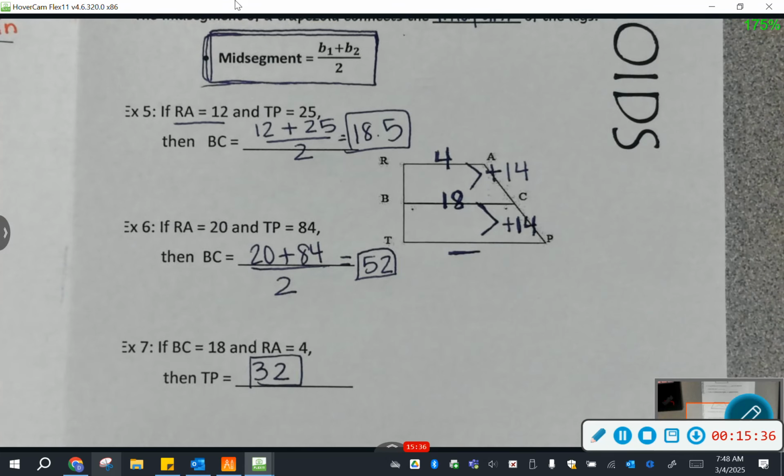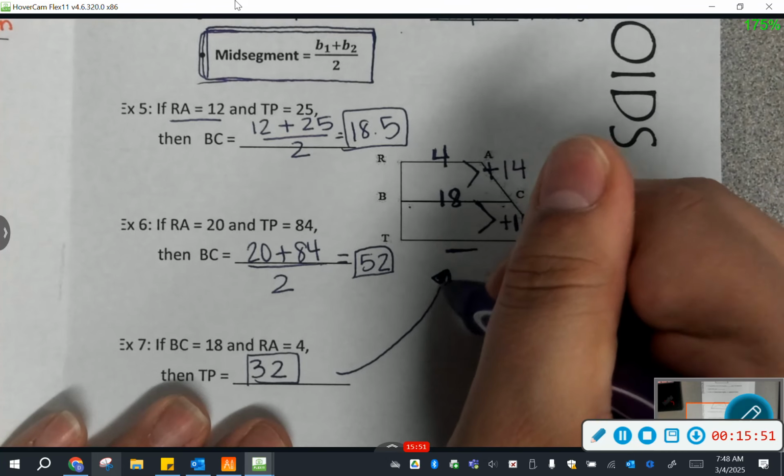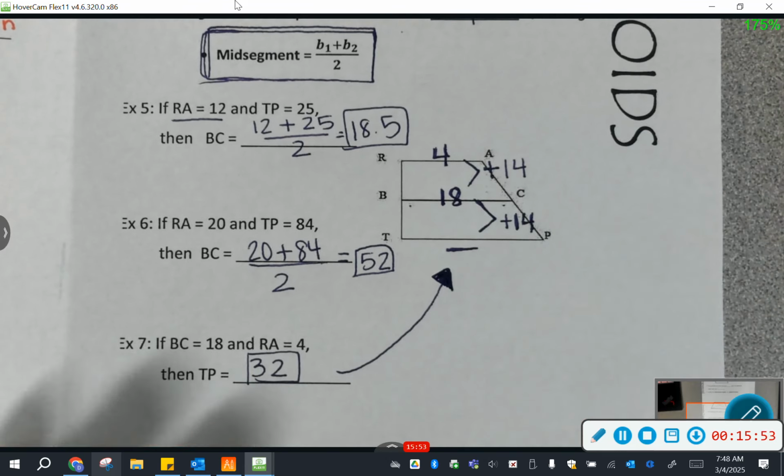If I give you the middle, you don't need to use the formula. You can just do a little step and see how much does it take for me to get from one to the other, and then do it again. So maybe draw an arrow so you know how you did that one when you're doing this on Thursday, because you've forgotten everything.